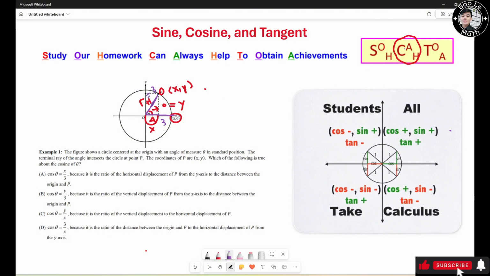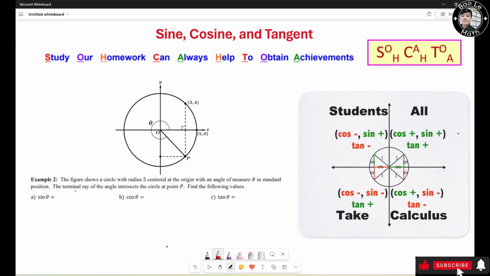Now, cosine equals adjacent over hypotenuse. So cosine of angle theta equals adjacent. Adjacent is going to be the distance from here to here only, which is the x value, over the hypotenuse. Hypotenuse is the distance from here to here, which is going to be the radius. But the radius equals 3, so it will be x over 3. So the answer is A.